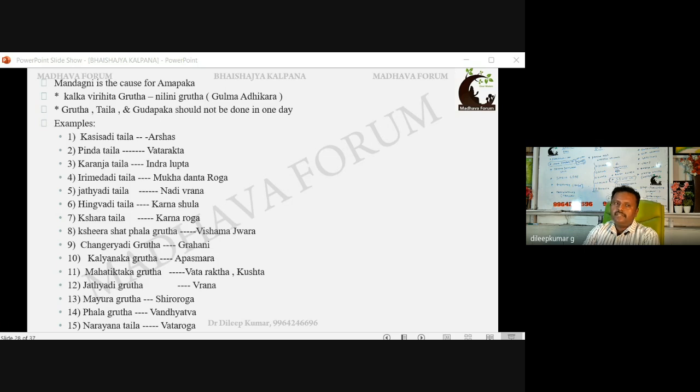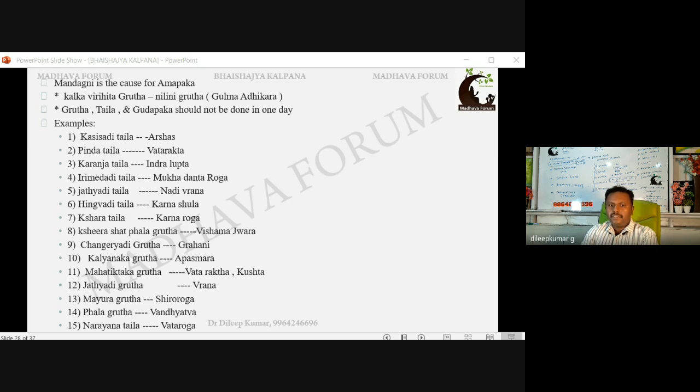For Chitrakadi Vati, you can advise Anupana also, Dadimadi Swarasa or Matulunga Swarasa anupana. Here in Chitrakadi Vati, Bhavana Dravya is Dadimadi Swarasa. In some other books, Bhavana Dravya is given as Matulunga Swarasa also. Indications are Amavata and Agnimandya.